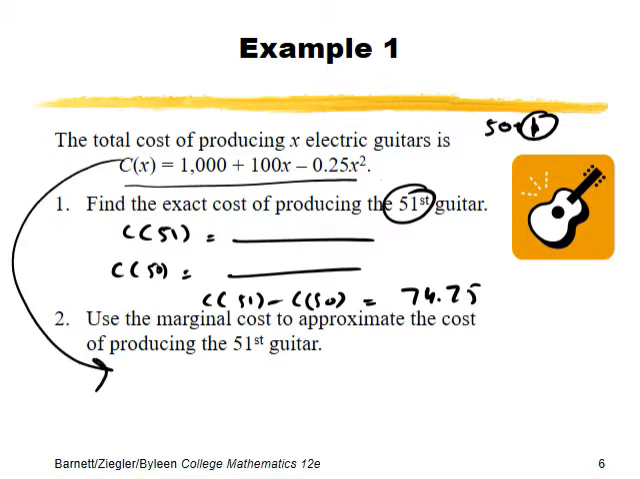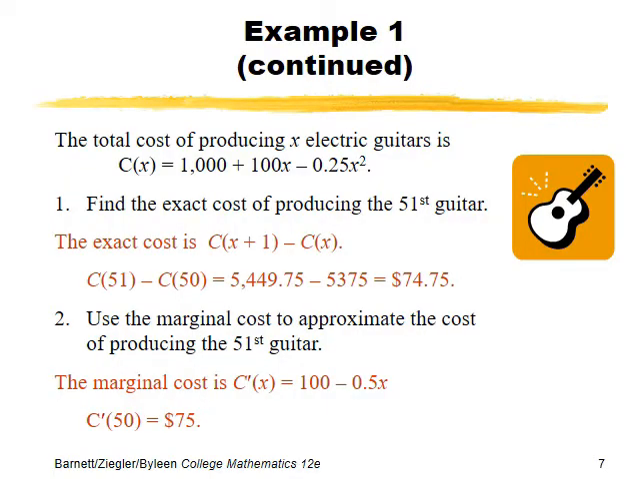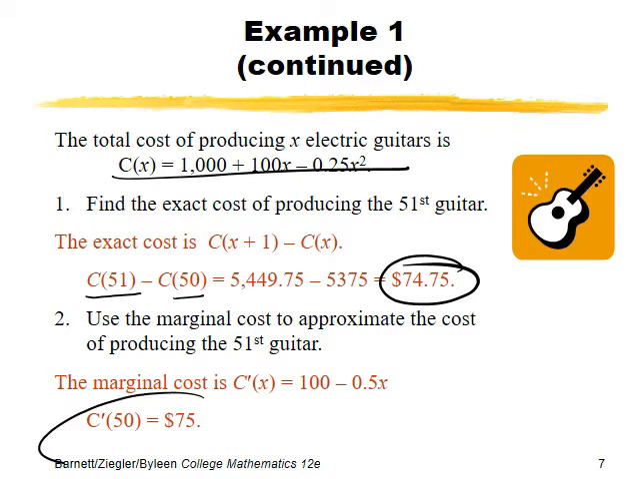And if we take the derivative of this function, you can directly get the marginal cost, or the cost of producing the 51st item, which is 100 minus 0.5x. You can substitute 50 here and you can get 75. So here you can see the exact cost of producing the 51st guitar is the cost of 51 guitars minus the cost of 50 guitars, which gives us the cost of that extra guitar, the 51st. Or you can take the derivative of this cost function and you can get the cost of the 51st guitar.